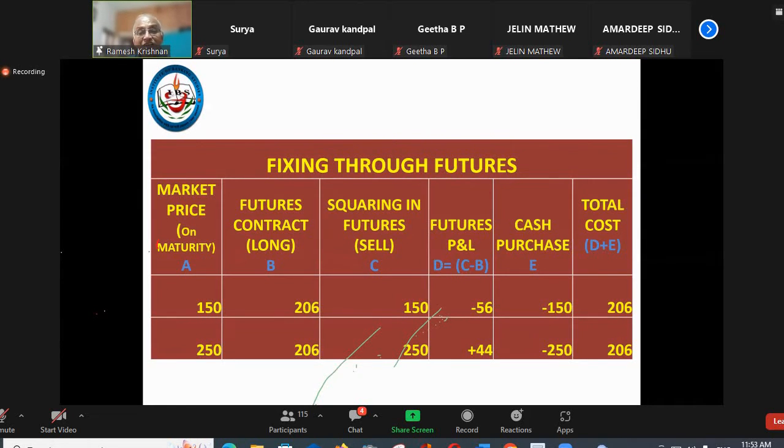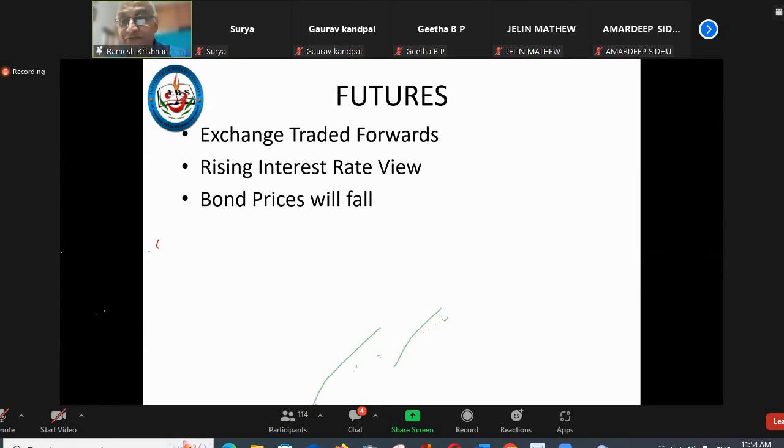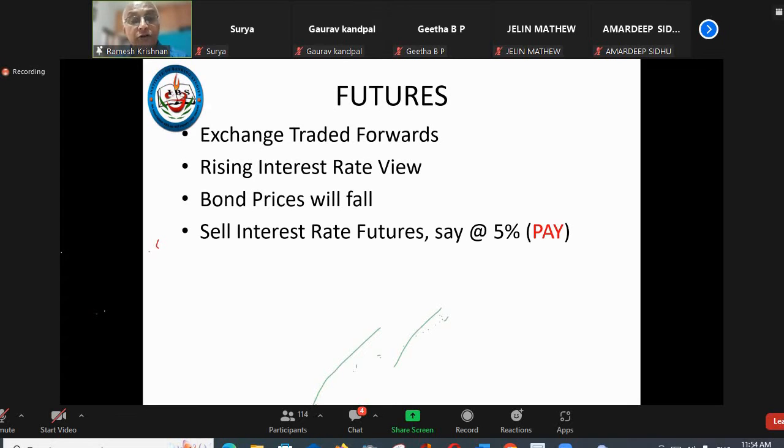Now, somebody asked, what are the characteristics? They are forward contracts traded on an exchange, not OTC, but ETC. Now, supposing you have an interest rate view that rates will go up. How will you utilize it through futures? You don't want to sell your portfolio. SLR portfolio, you cannot sell also. But you know that your SLR portfolio prices will fall because interest rates are going to go up.